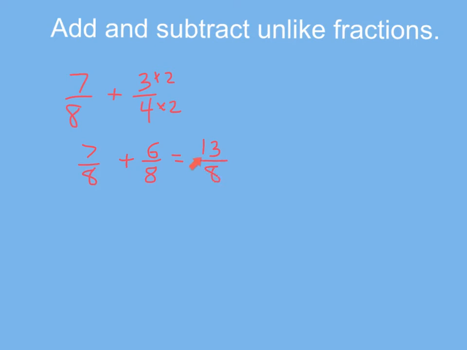Now I notice something unique about my answer. My numerator right here is bigger than my denominator. This is called an improper fraction, when the numerator is bigger than the denominator. And what it means is I have more than one whole.